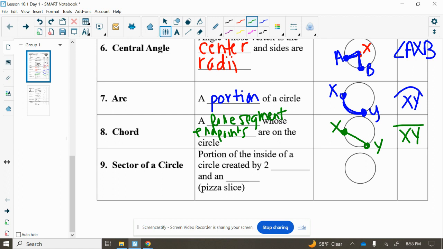A sector is a portion of the inside of a circle created by 2 radii and an arc. So how I like to think about this is it's kind of your piece of pizza of that. So in this case, we have this center here. We have this sector that's kind of filled in here. To me, I like to think about these are your slices of the pizza, or a slice of the pie around that.